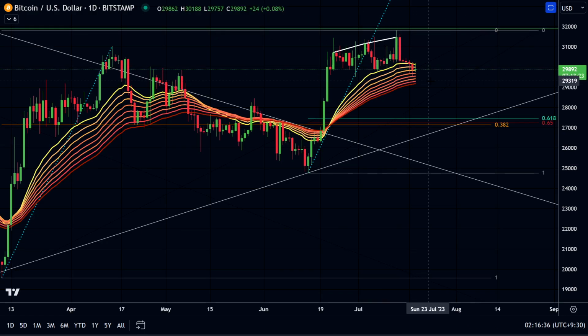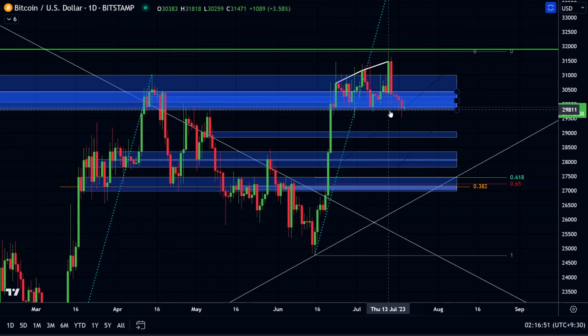And to completely confirm that, we would need to start closing daily candles below the daily EMA ribbon, below 29,180. And an earlier warning sign would be closing daily candles below this group of order blocks, and that's below 29,800. But I think that's about all.